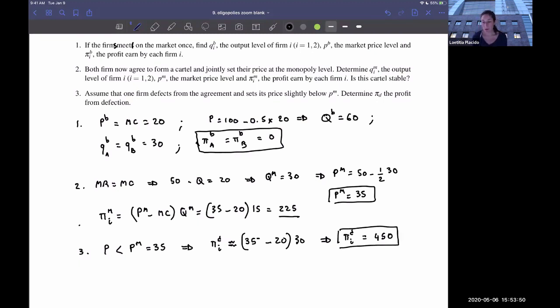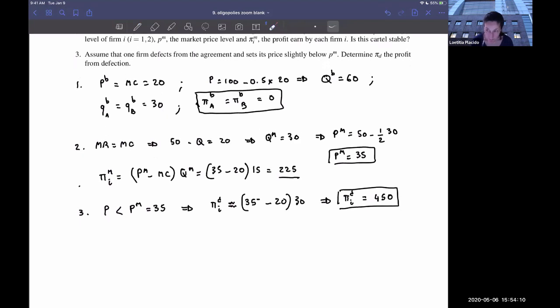And by calculating this profit from deviation, you show that a firm has an incentive to deviate. By deviating from the agreement, it moves from a profit of 225 to 450. So that's the profit from deviation.